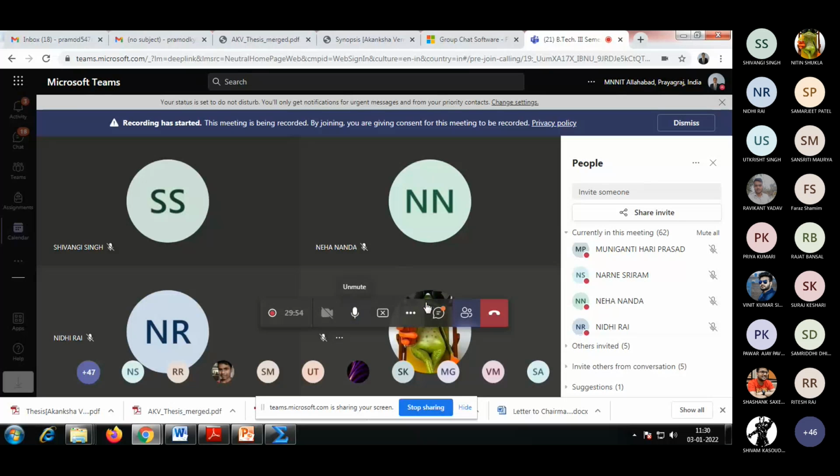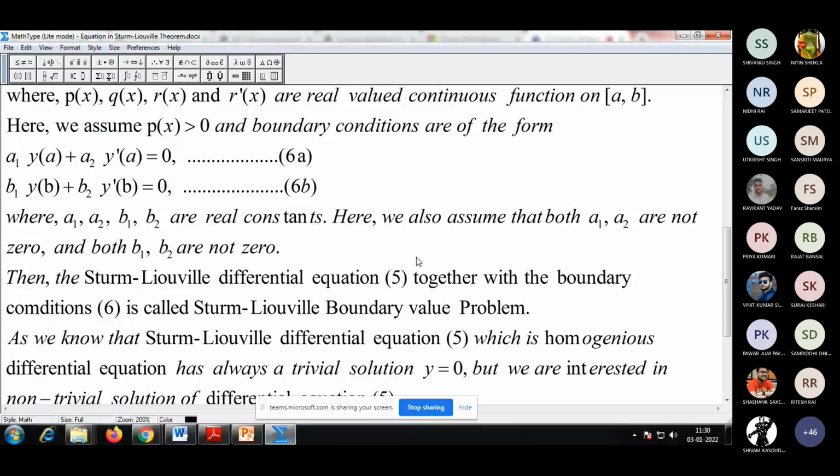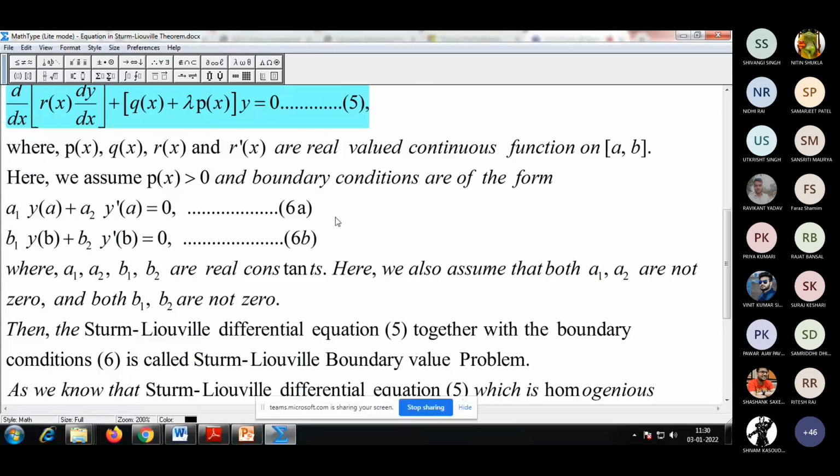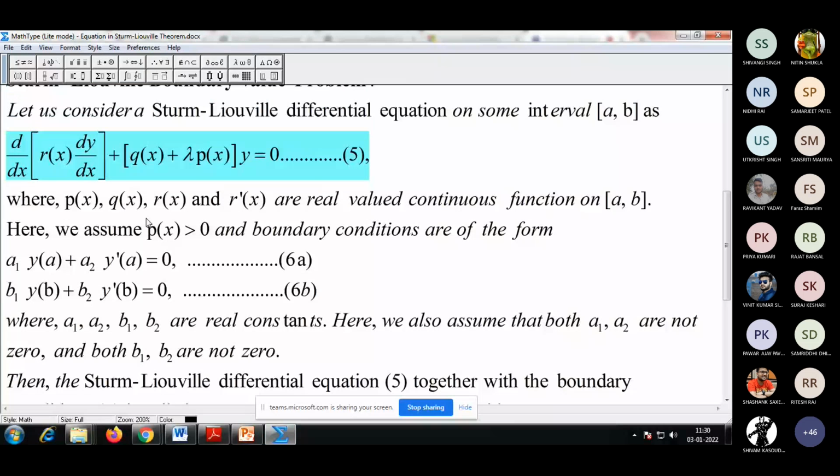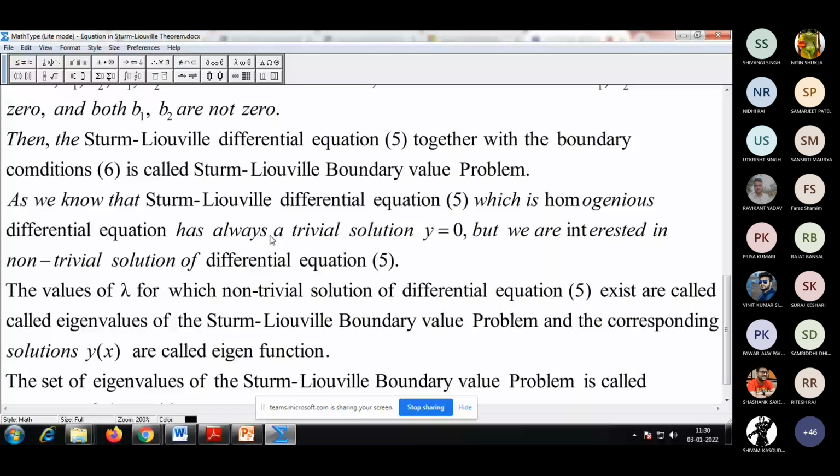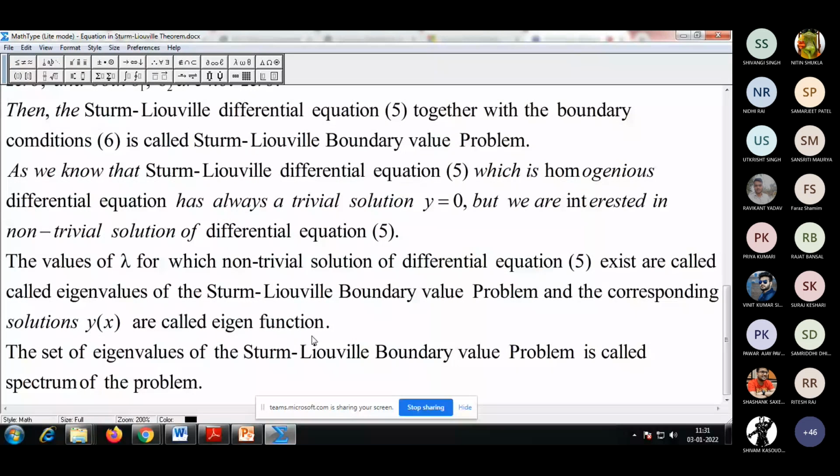Yes, please. So our goal is to find the value of lambda, which will give us a non-trivial solution. The whole story behind this Sturm-Liouville differential equation is to get the value of lambda. As I already mentioned, the Sturm-Liouville differential equation 5 is a homogeneous differential equation and always has a trivial solution, but we are interested in a non-trivial solution of differential equation 5. So the values of lambda for which a non-trivial solution exists are called eigenvalues of the Sturm-Liouville boundary value problem, and the corresponding solution y is called the eigenfunction.